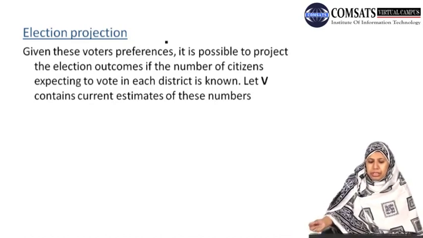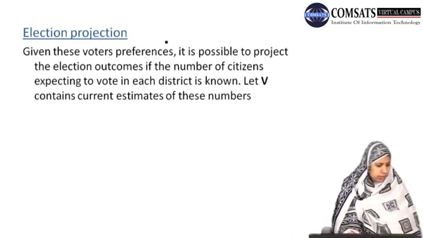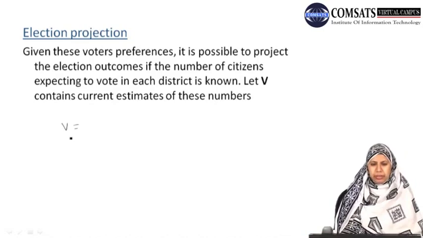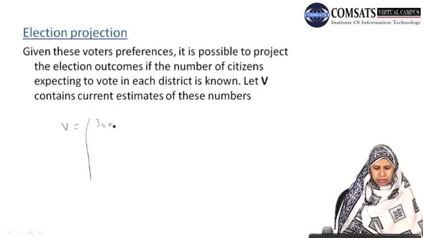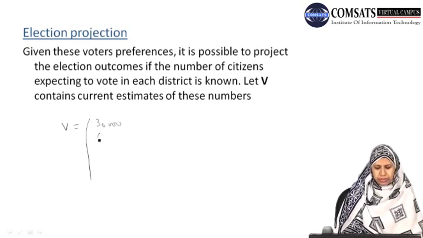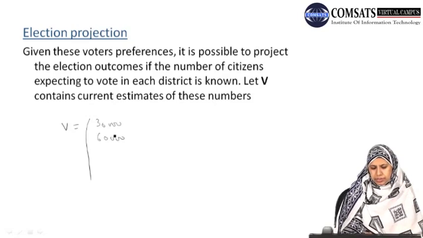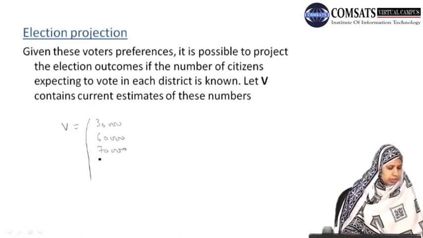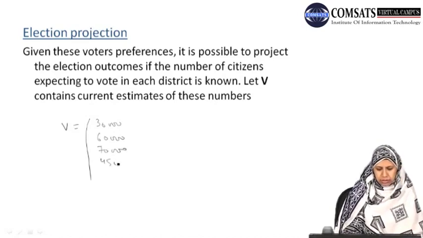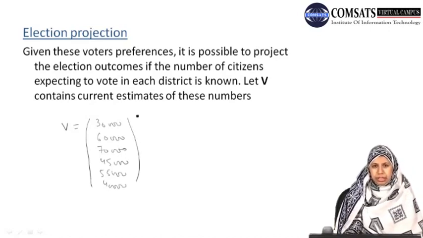If matrix V contains the current estimates of these numbers, where the matrix V is given with entries 30,000, 60,000, 70,000, 45,000, 55,000 and 40,000.